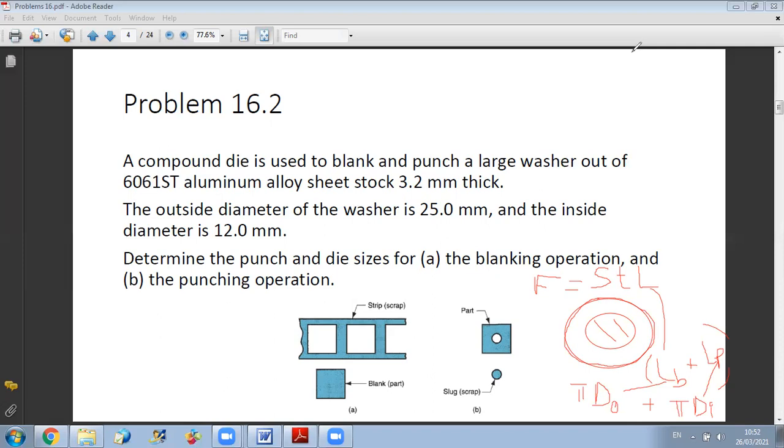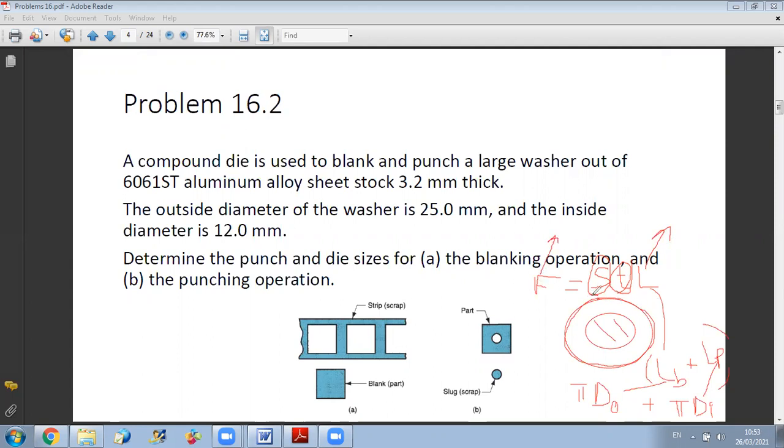Yes, very good. The blanking. Why? Because the shear strength is the same for both operations, because it's the same metal, and the thickness also is the same. So we just have that the force will be equal to S times T times L. So the higher the cut length, the higher the force. The force is proportional to the cut length.